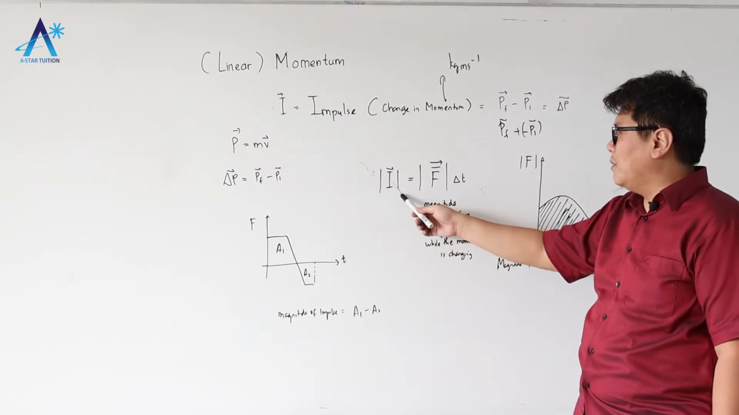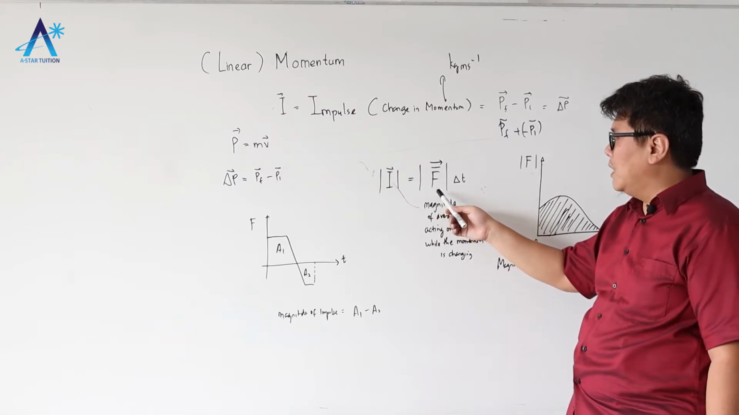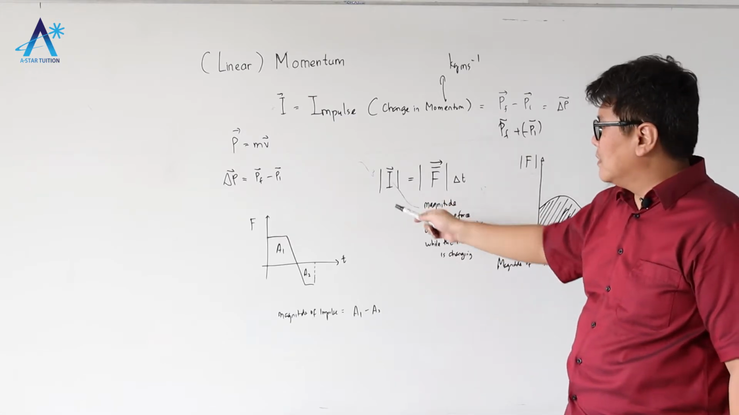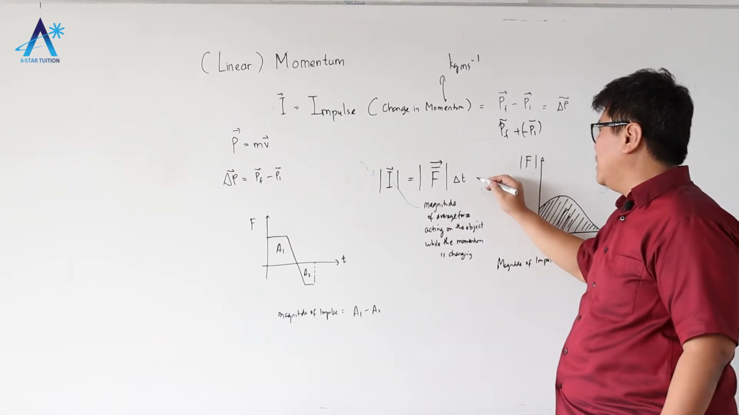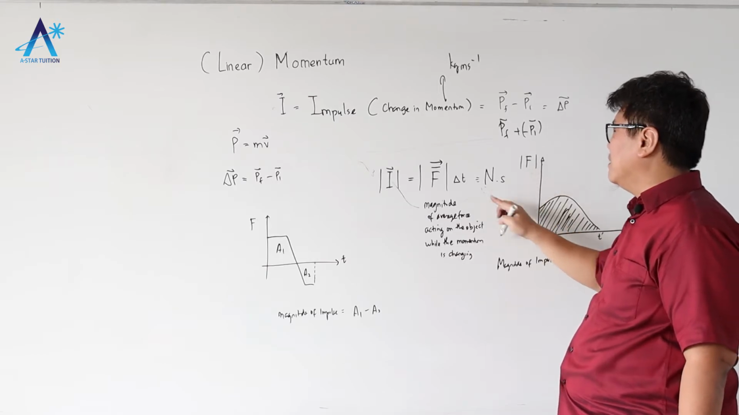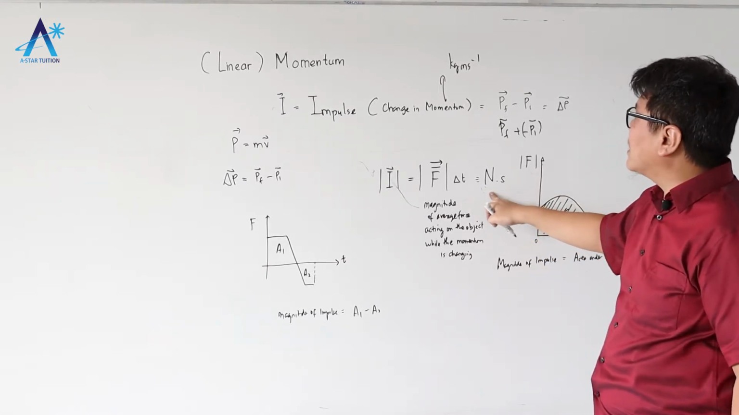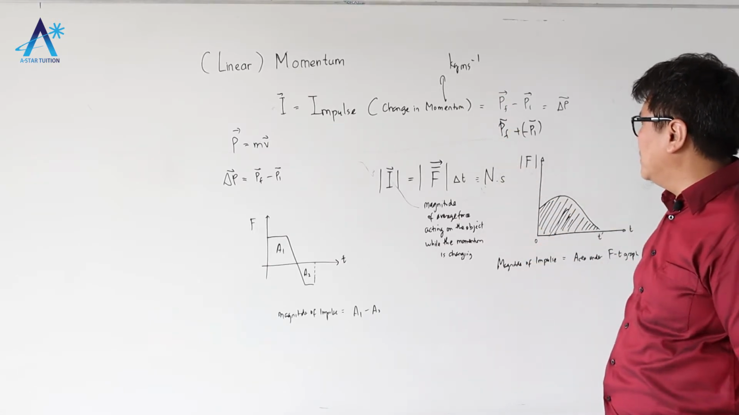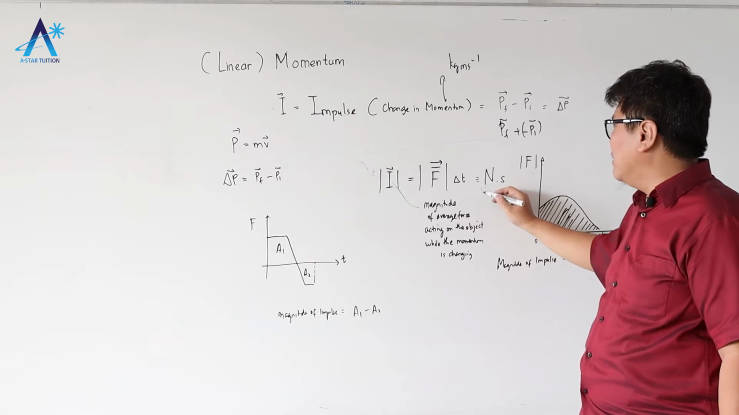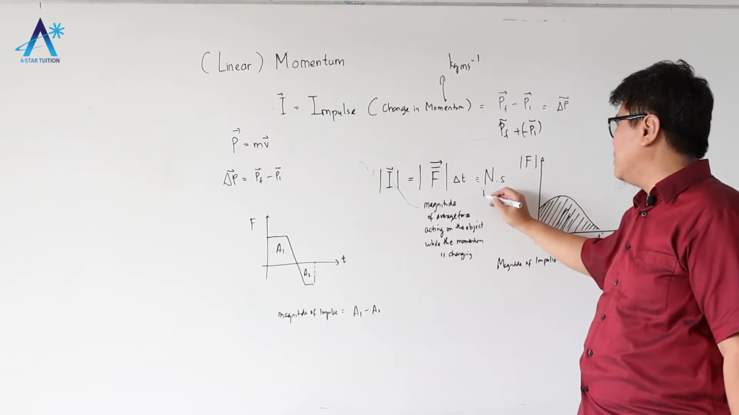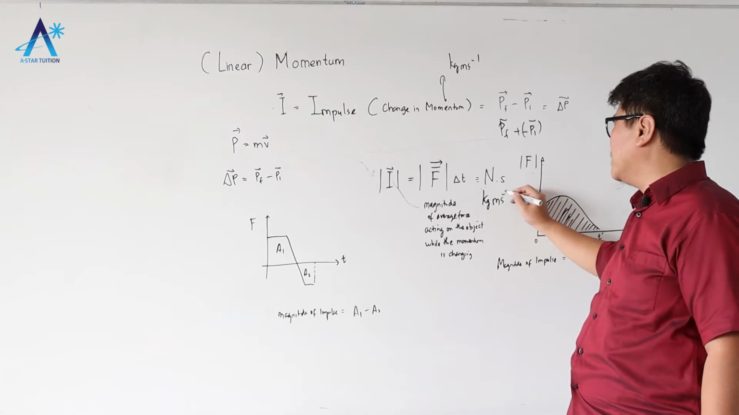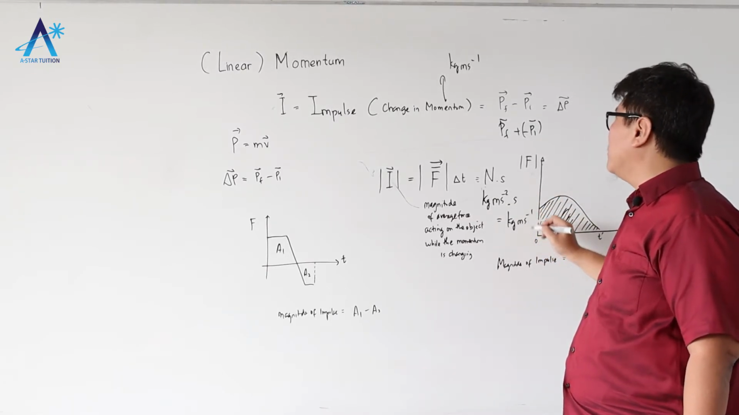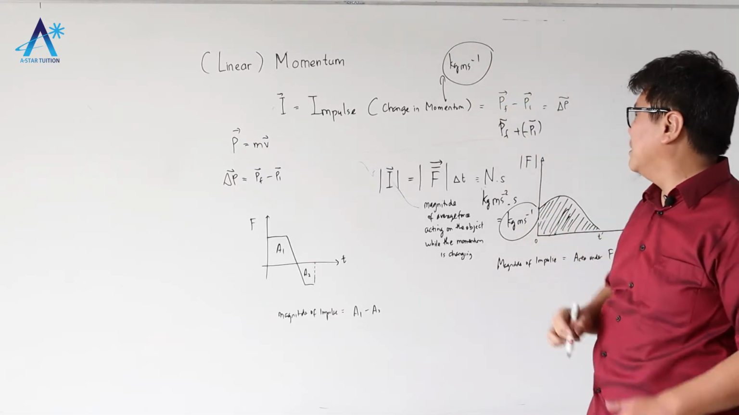However, when you look at this formula, it suggests that you can also use the unit for force and time to calculate the unit for impulse, which is Newton times second. But remember, Newton second and kilogram meter per second are equivalent. How to see that? Newton is the unit for force, which is mass times acceleration, so kilogram meter per second squared times second. That gives you kilogram meter per second, which is the same as this.